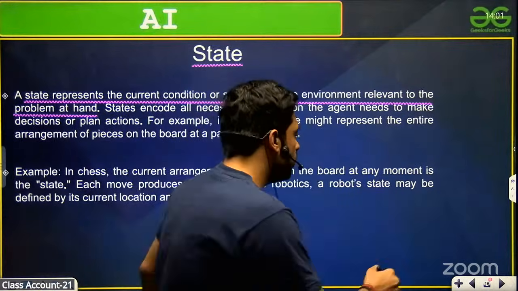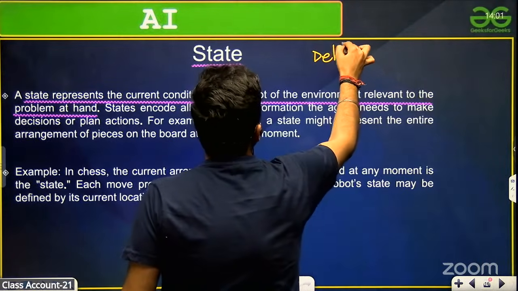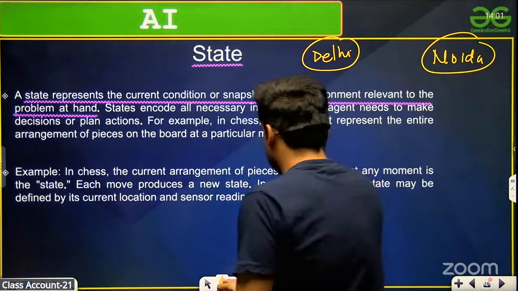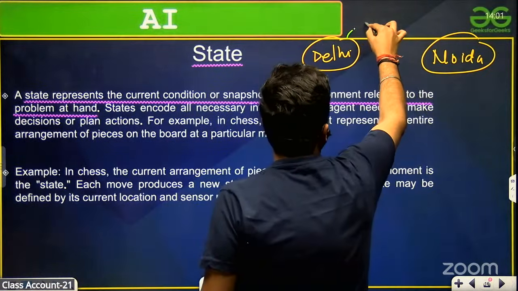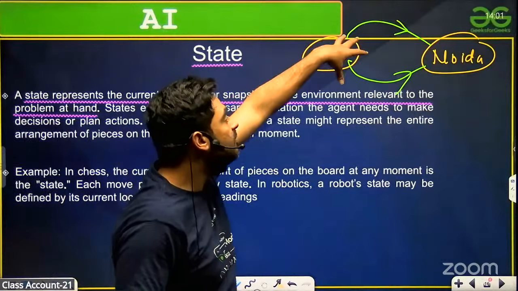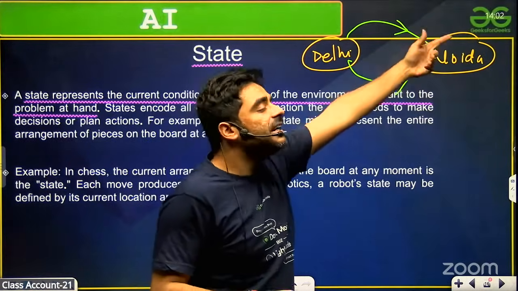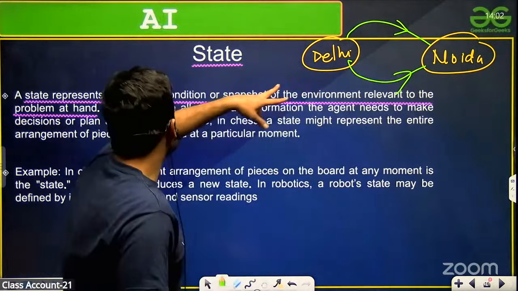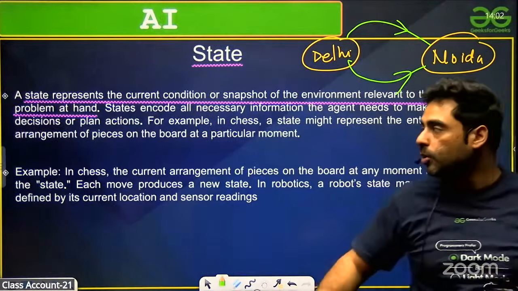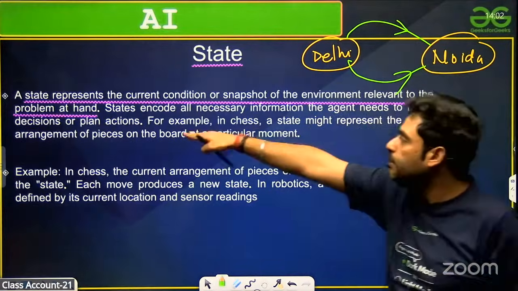Now, traveling from Delhi to Noida, the car would change its states multiple times. Delhi से जाएगा, for example, to state 1, to state 2, to state N, then it would reach Noida. So what is state? It represents the current condition of the environment relevant to the problem at hand.